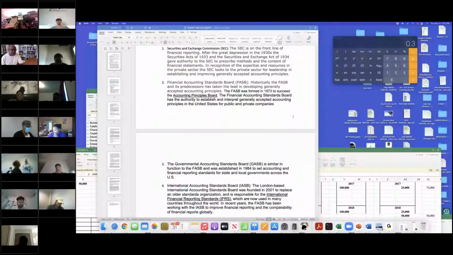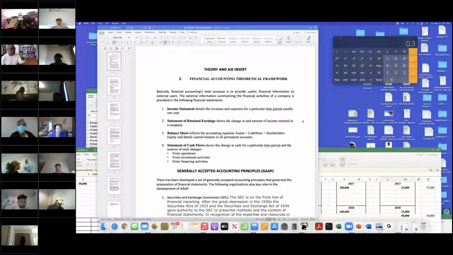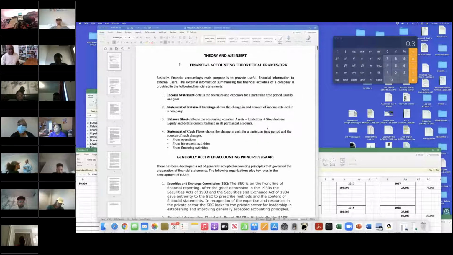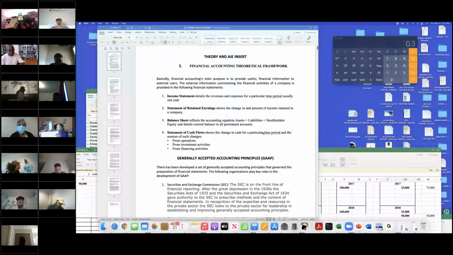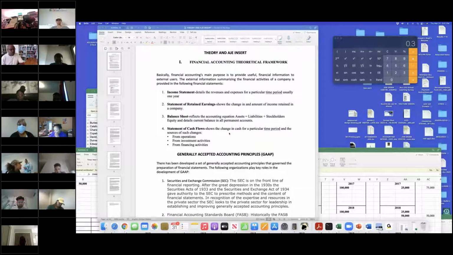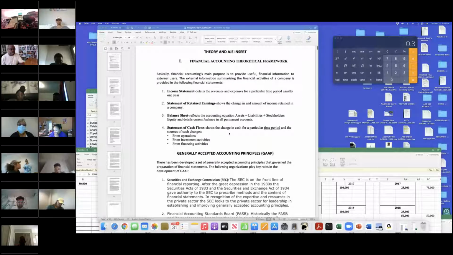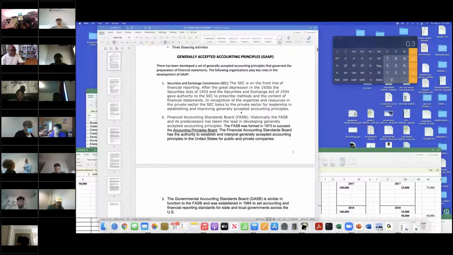And so, as we prepare for the quiz next week, or test next week, you should be familiar now with all four financial statements. We'll be on the statements of cash flow next week, but you should know that there are four financial statements that you're learning how to prepare. You should know that there are four organizations or entities that work to prepare the generally accepted accounting principles that govern the preparation of financial statements.